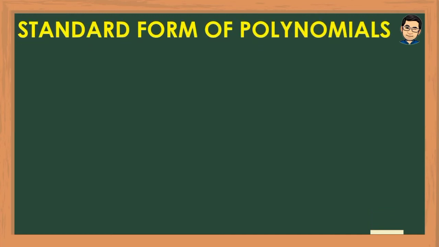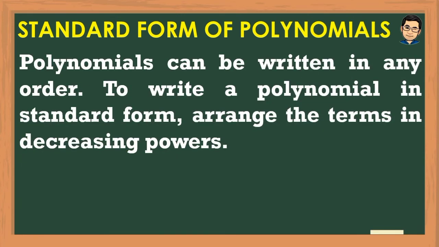Standard form of polynomials. Polynomials can be written in any order. To write a polynomial in standard form, arrange the terms in decreasing powers. So, kahit na yung mga polynomials hindi naka-arrange in order, pwede pa rin po natin silang i-classify as polynomials. However, if we want to write the polynomial in standard form, kailangan natin i-arrange yung mga terms in decreasing powers.